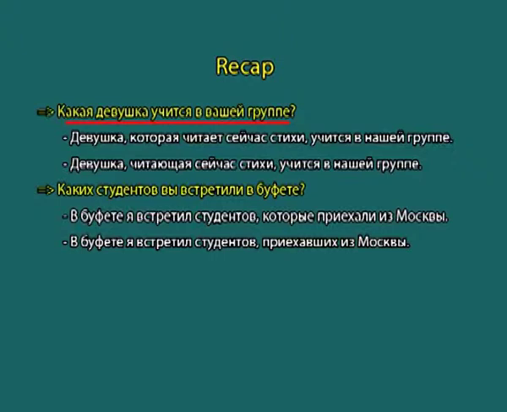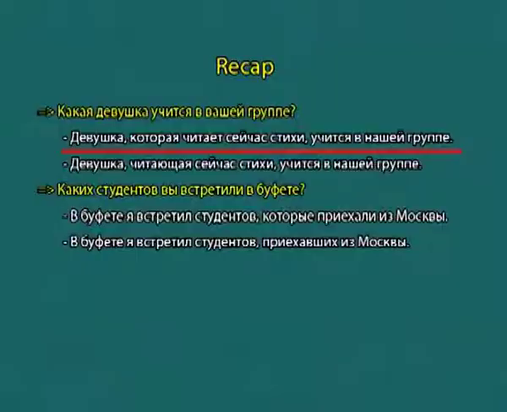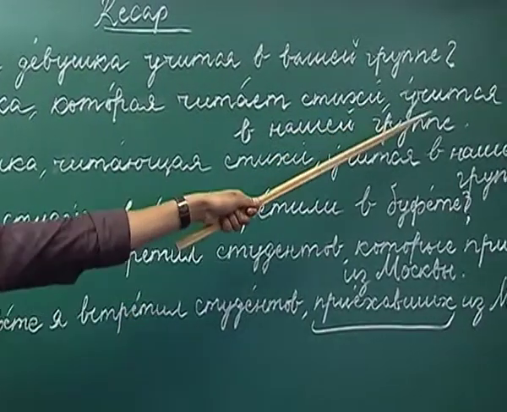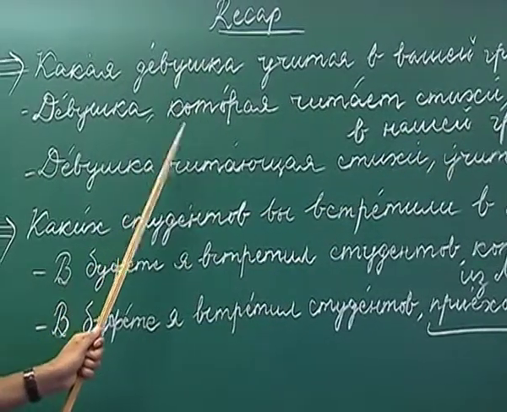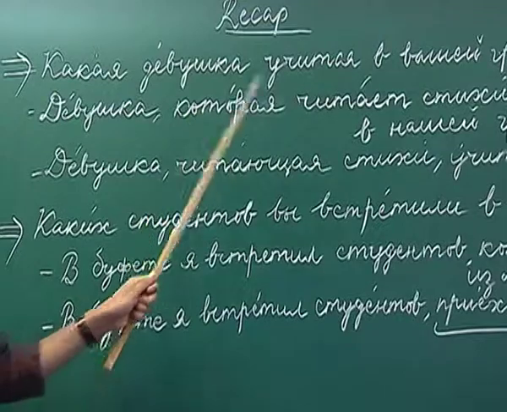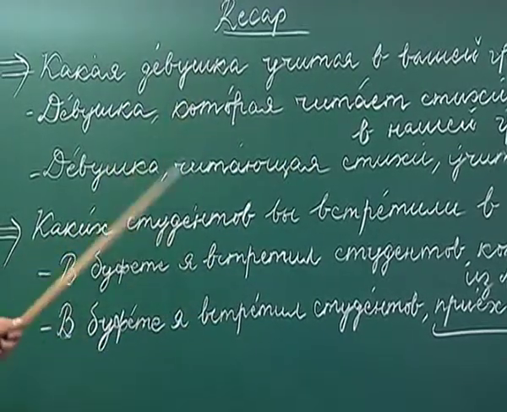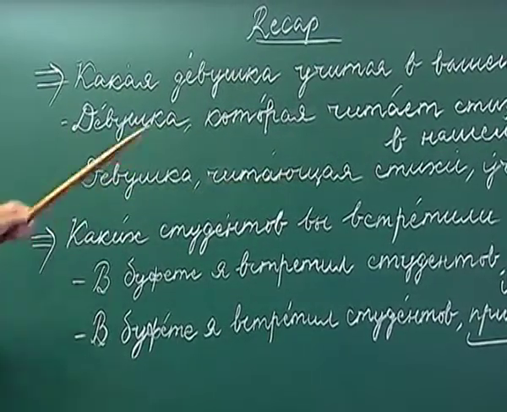Какая девушка учится в вашей группе? Which girl studies in your group? Девушка, которая читает стихи, учится в нашей группе. The girl who is reading the poems now studies in our group. So, here we are using the word которая in a complex sentence, and that is how we can reply to this question. Another way is to use an active participle.